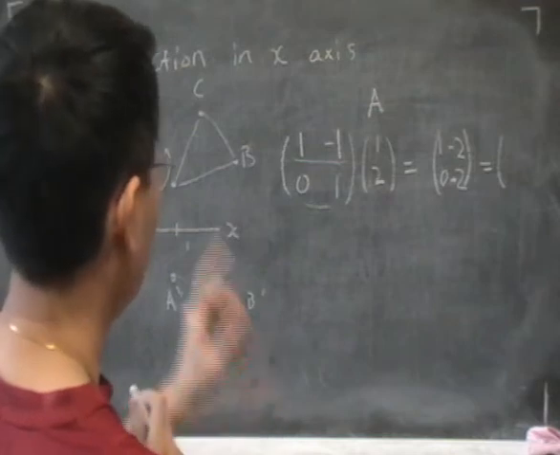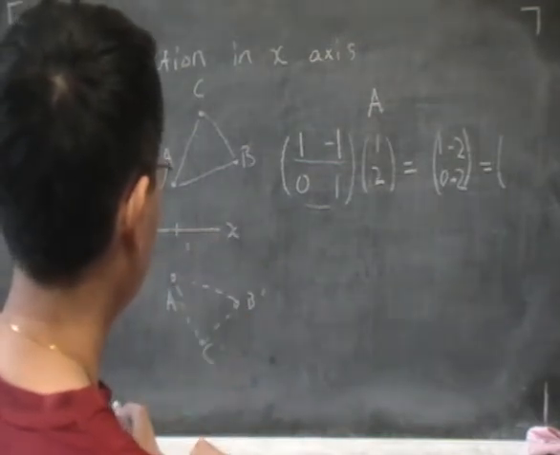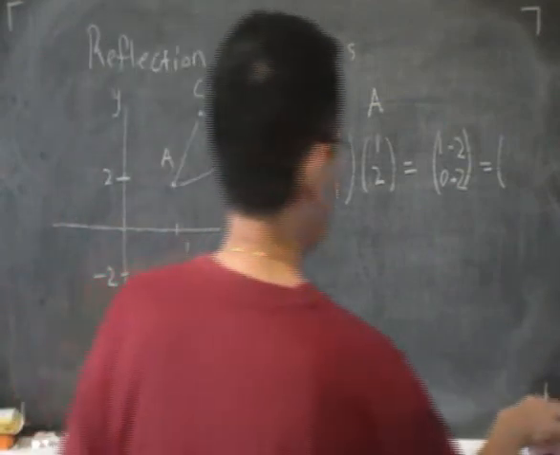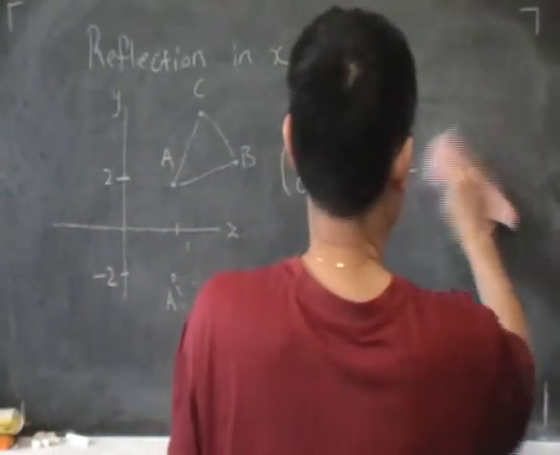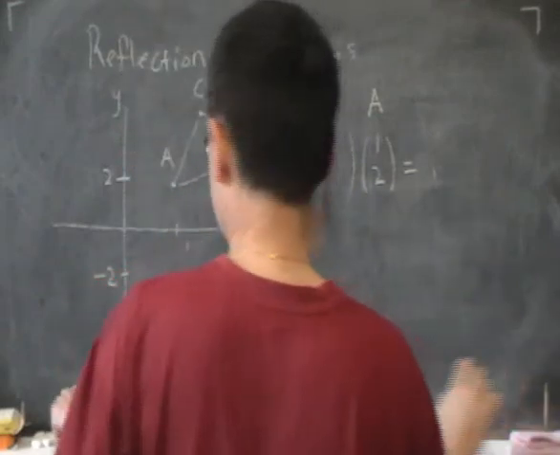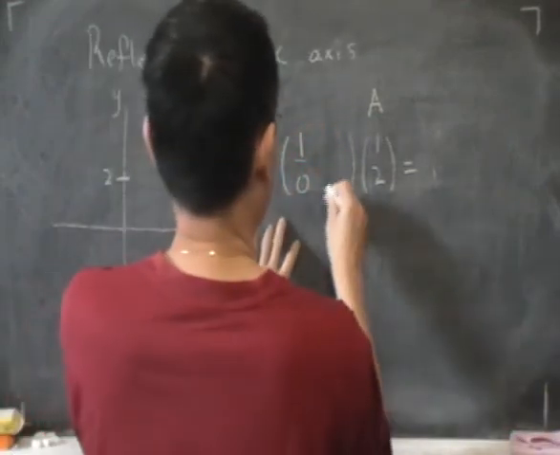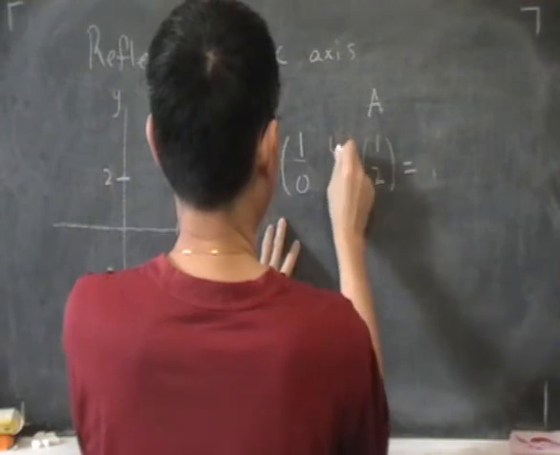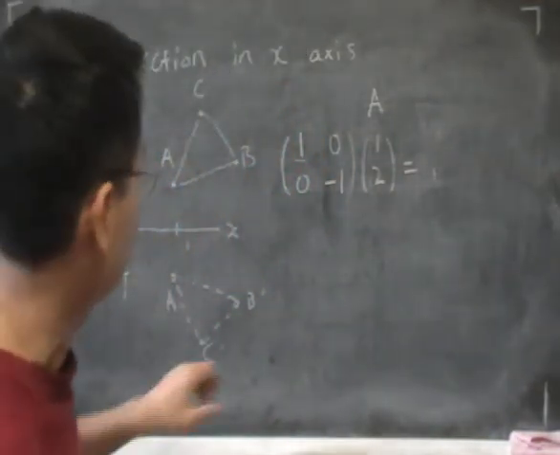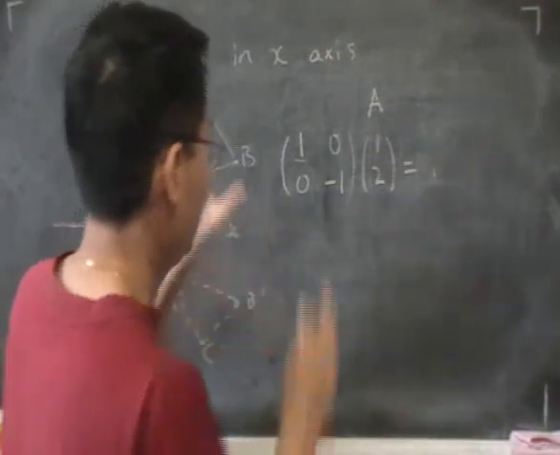Right, it looks like I've done something wrong here. I've got the wrong matrix. Let me start over. Sorry about that. The correct matrix should be 1, 0, 0, minus 1. That's the correct matrix. Now let me multiply that out again.